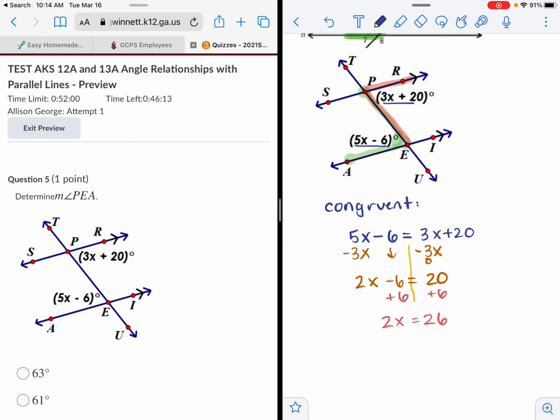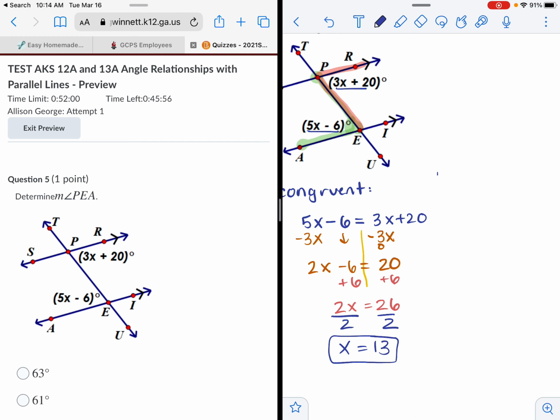Now we've got 2 times x, so the inverse would be to divide by 2. And I get x equals 13. Now, that's not what we're asked for, right? We are asked to find the measure of angle PEA.